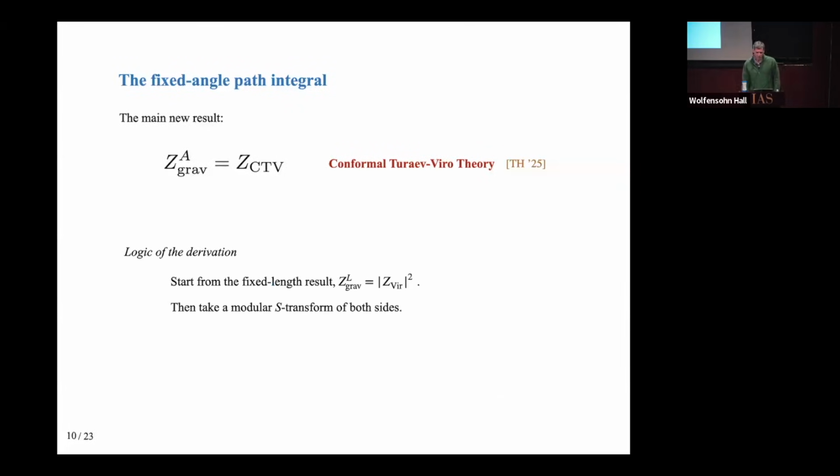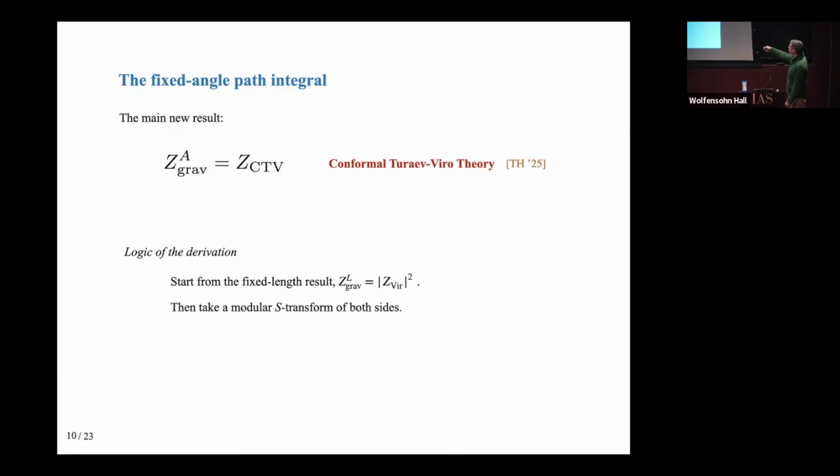The derivation of this, or the logic anyway for the derivation, is straightforward. We're going to start from the fixed length result that said that the fixed length path integral was Virasoro TQFT squared. And then we're going to take a modular S transform of both sides of this equation. The modular S transform on the gravity side is actually the same as just the change of boundary condition from fixed length to fixed angle.